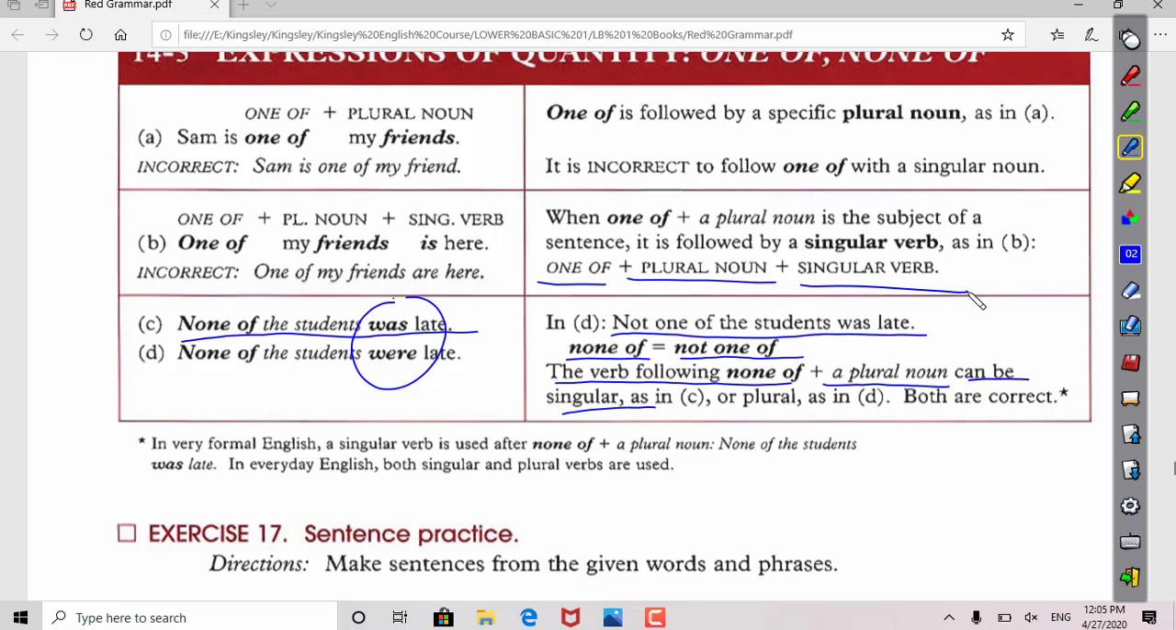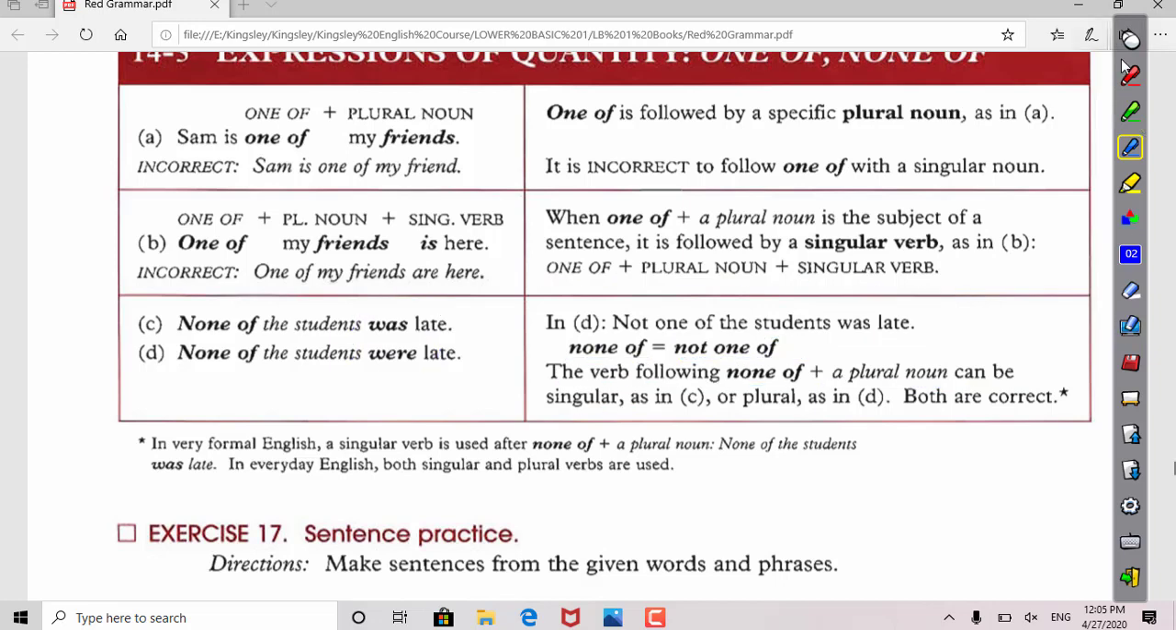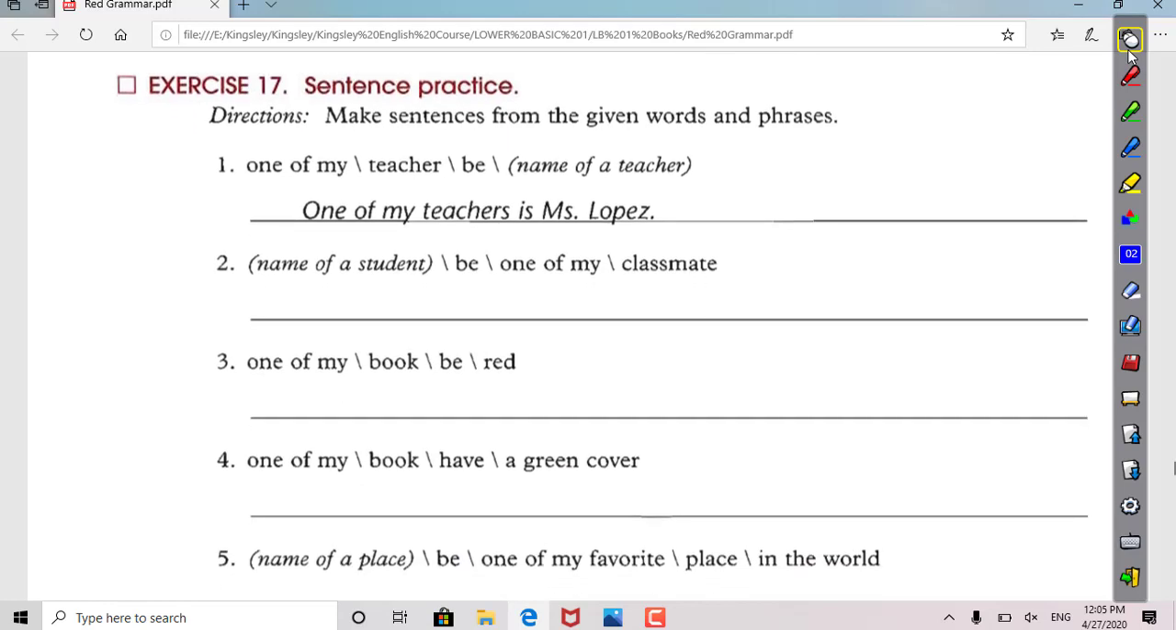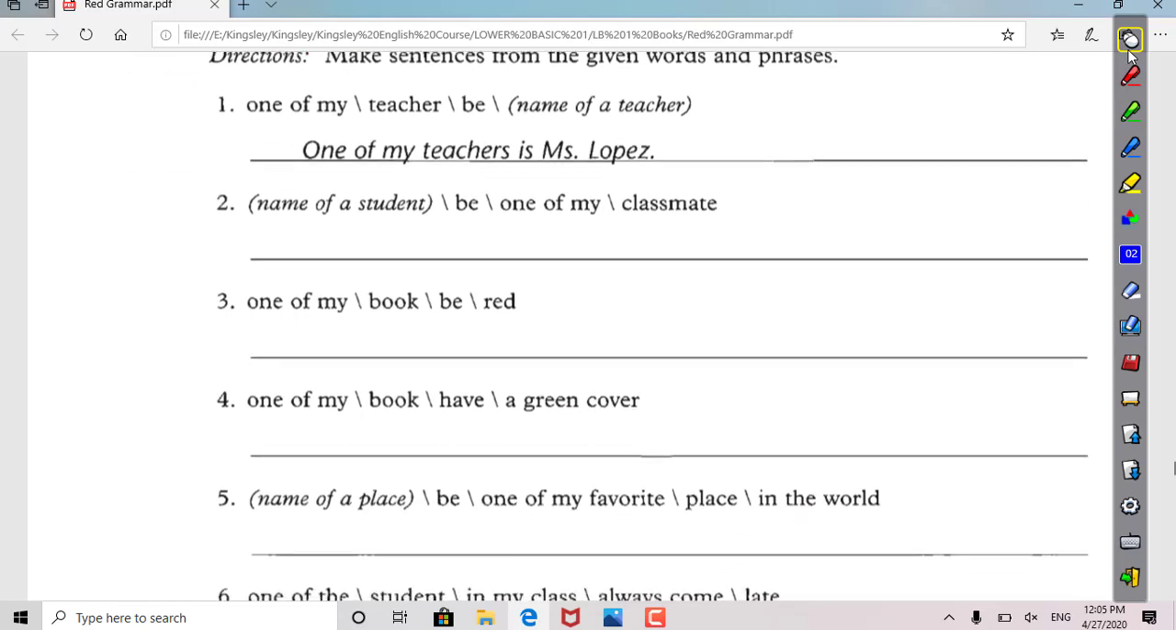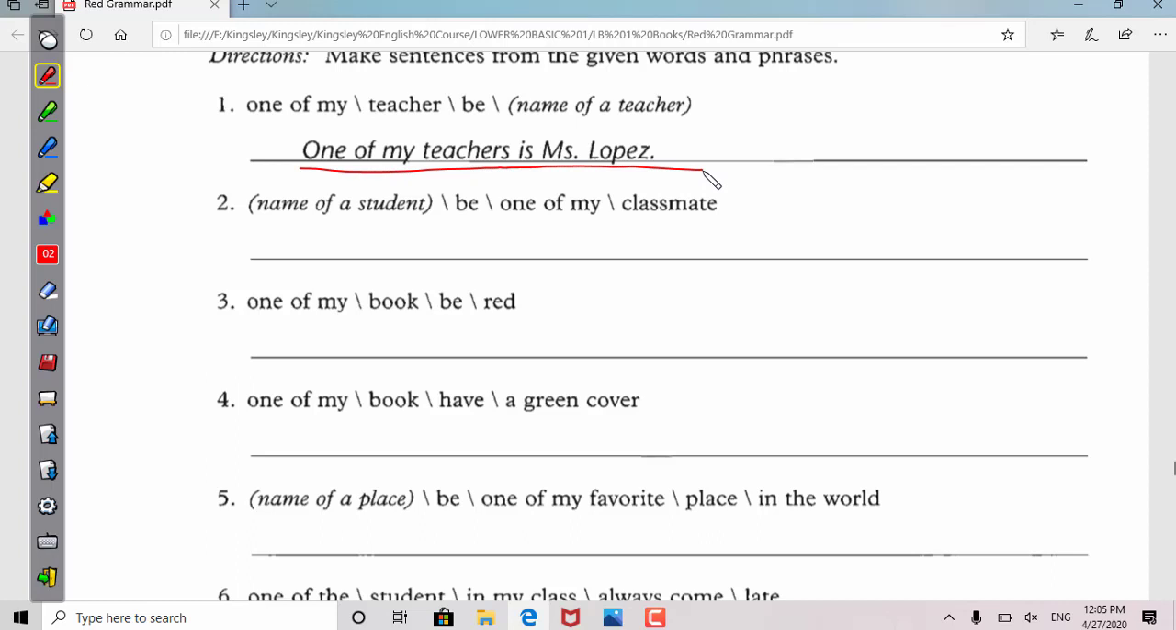None of means not one of. Now I will erase this one, and then you can look at this one. So an example: one of my teachers is Miss Loves. Name of a student, be one of my classmates. So it can be like this.